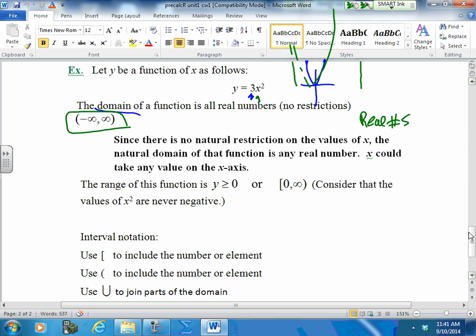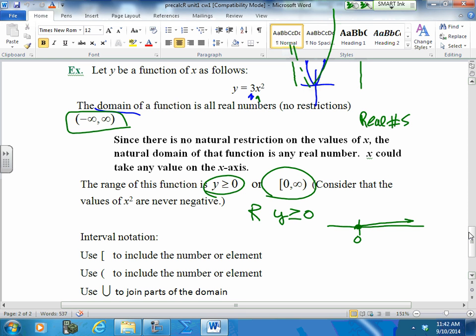Now on your y, for our range, we notice we never have any negative numbers. If I plugged in an x of 0, I get a 0 returned for my value of y. I can use 0 or any positive number, because any number that I square has to be positive. I'll never get a negative number out of this. So my range says y is greater than or equal to 0. Think of your number line, and then translate this to interval notation from 0 to infinity. Remember, you read from the left to the right.